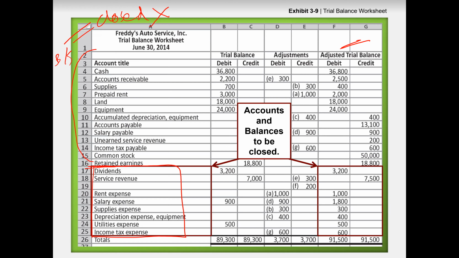Okay, so let's close these. So you see all the rent expenses here, this dividend, and so this is sales and dividend. This is dividend. All three must be closed against retained earnings.